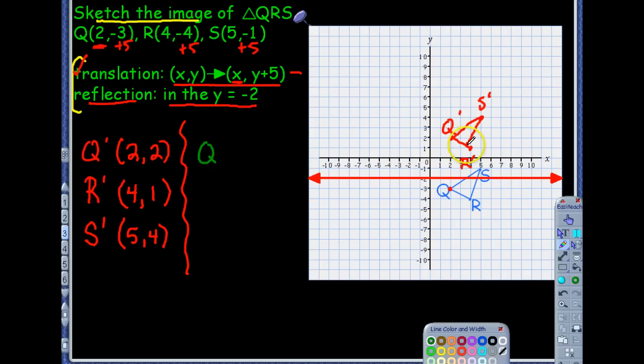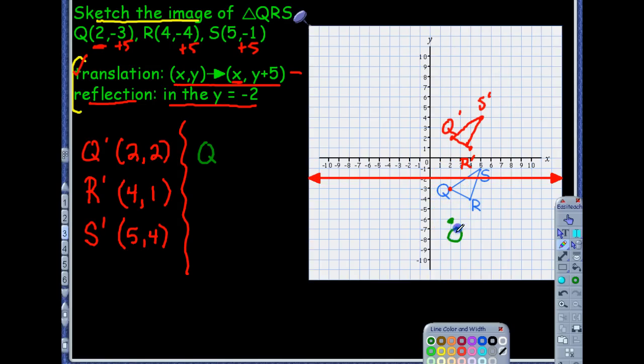So for Q, am I going to reflect Q prime? Okay, so I'm going to reflect Q prime, and since the line is horizontal, it's 1, 2, 3, 4 spaces to get to the line. So I need to go down 1, 2, 3, 4 spaces.